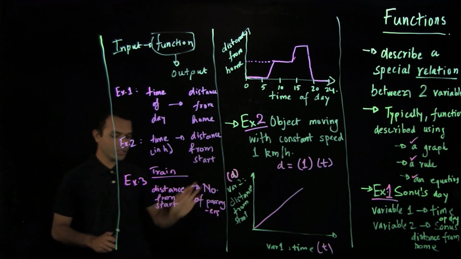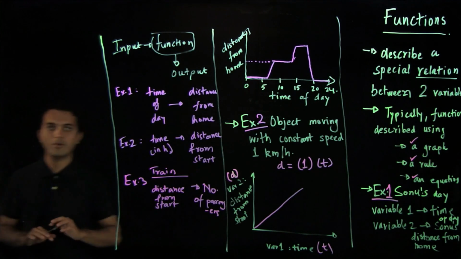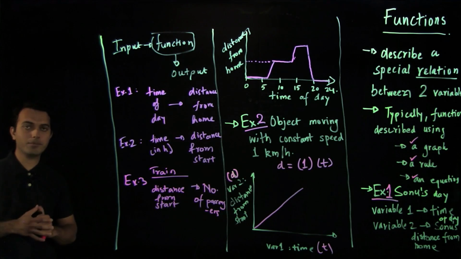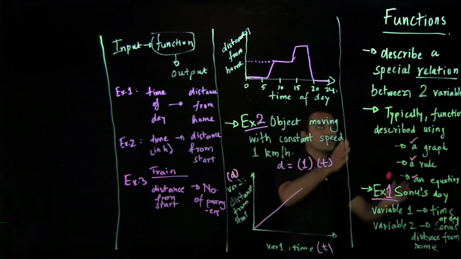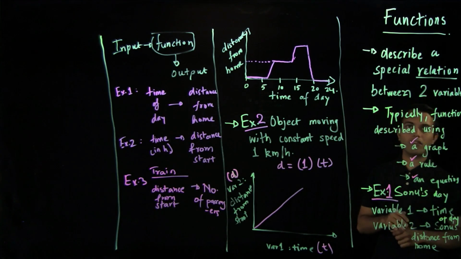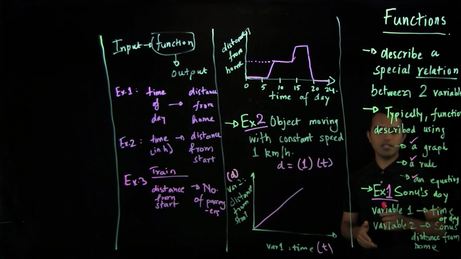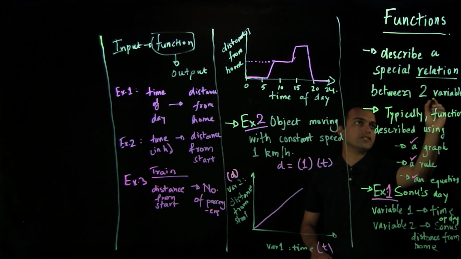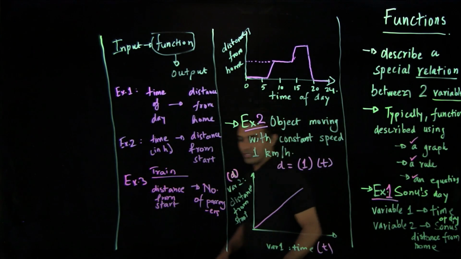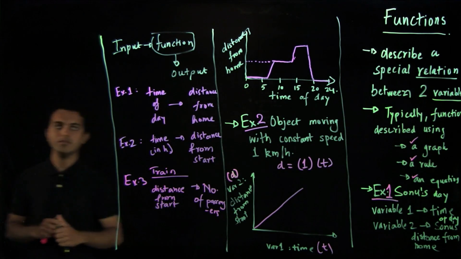So this was a very intuitive definition of functions. Now let's try to see it from a mathematically precise perspective. For that, we'll go back to our original statement that functions are used to describe a special relation between two variables. So here we have a few mathematical terms. We have relations and we have variables. And we'll try to see how they relate to the mathematical concepts that we already know.